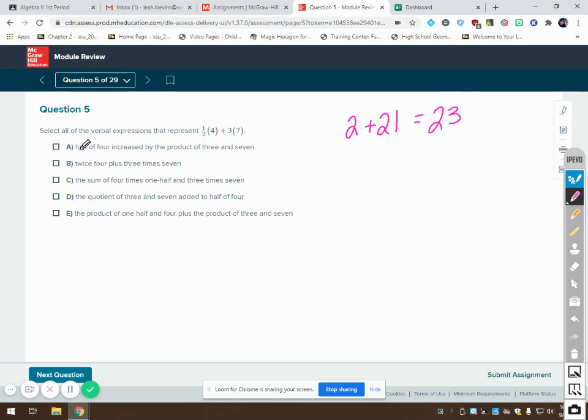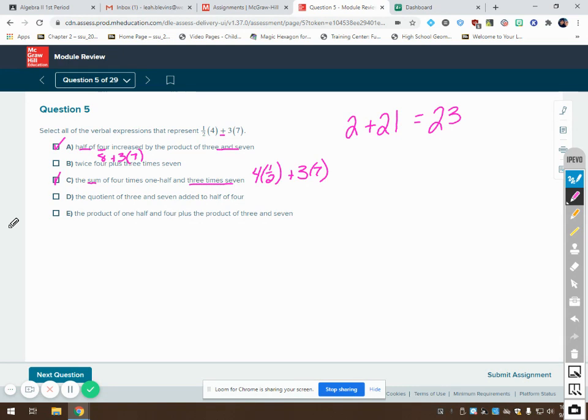So thinking of this one, it says half of 4 increased, so half of 4 is 2, increased by the product of 3 and 7, so plus 3 times 7, which is 21. That's going to give me the exact same answer. Twice 4, that's 8, plus 3 times 7, no, that's not going to work, is it? Not going to give me the same answer. The sum of 4 times 1/2, so 4 times 1/2 added to 3 times 7. Yep, that's still going to give me 23, so that one works.